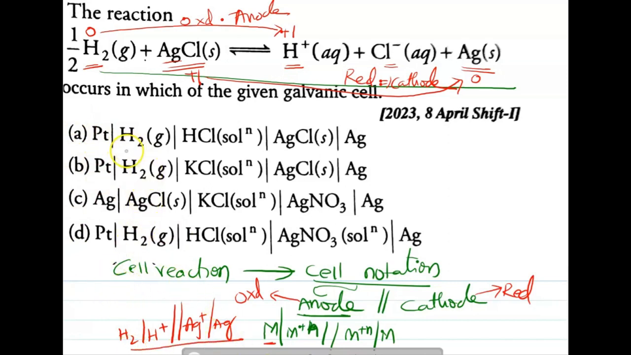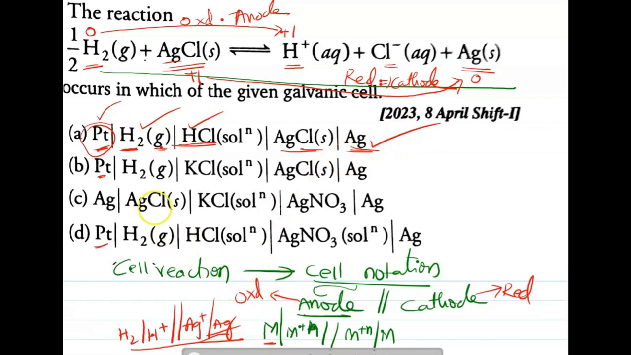So let us check once. If you see the first option, hydrogen using platinum. Why has he given platinum? Platinum is an inert electrode. On its surface the reaction will occur, because hydrogen is a gas. It is just an inert metal, it won't participate in the reaction, so not to worry about the platinum. Okay, so H2 to HCl, HCl means H plus only, yes, correct. Next, AgCl to Ag, yes, correct. So your first option is correct.